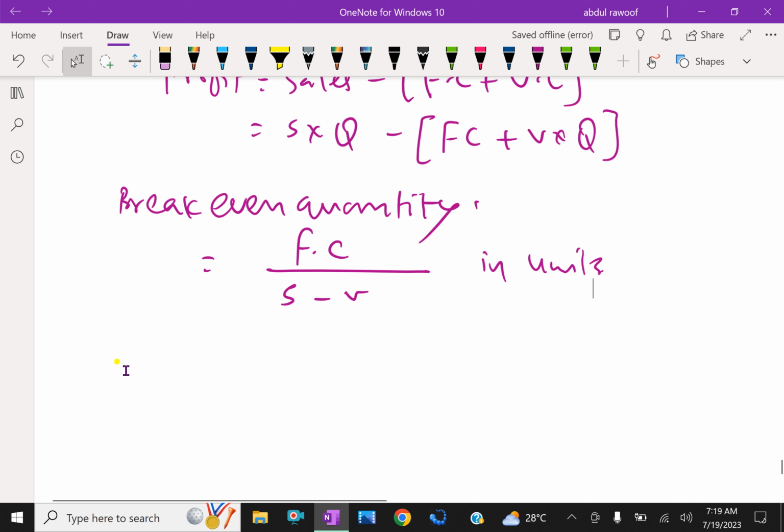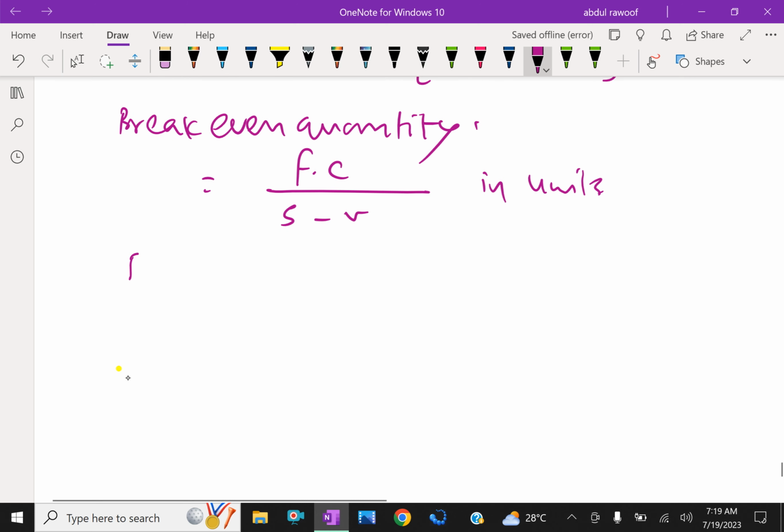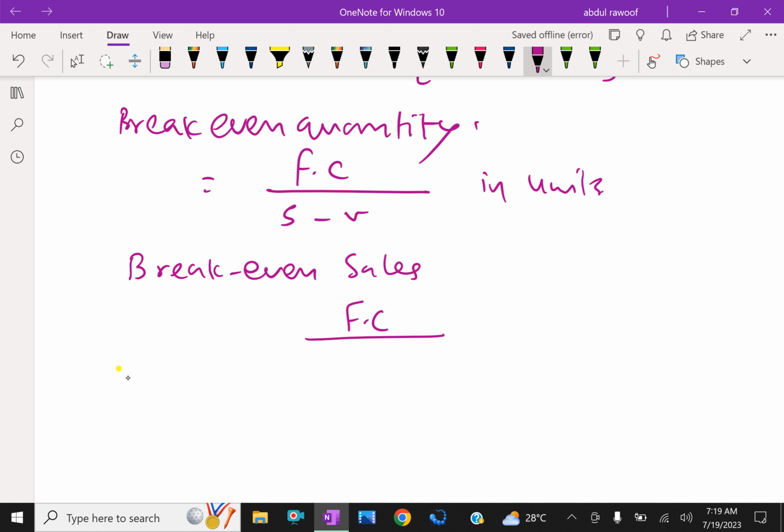Then break-even sales. Break-even sales is equal to fixed cost FC over selling price per unit minus V, that is variable cost per unit, into S, that is selling price per unit. This is the break-even sales.